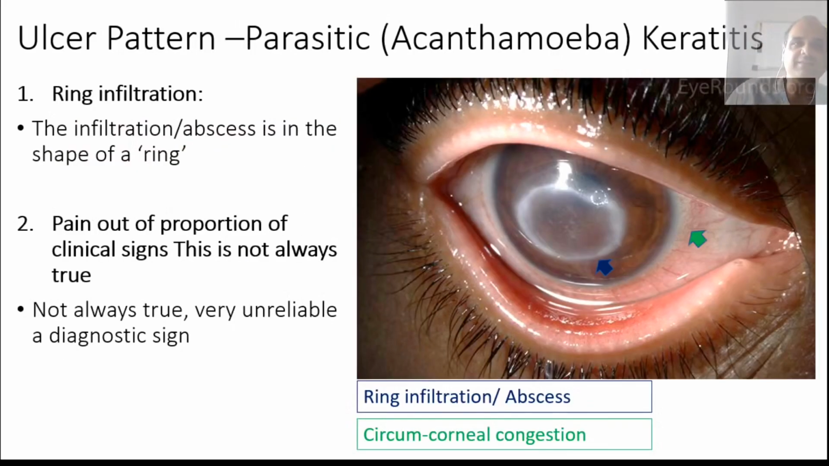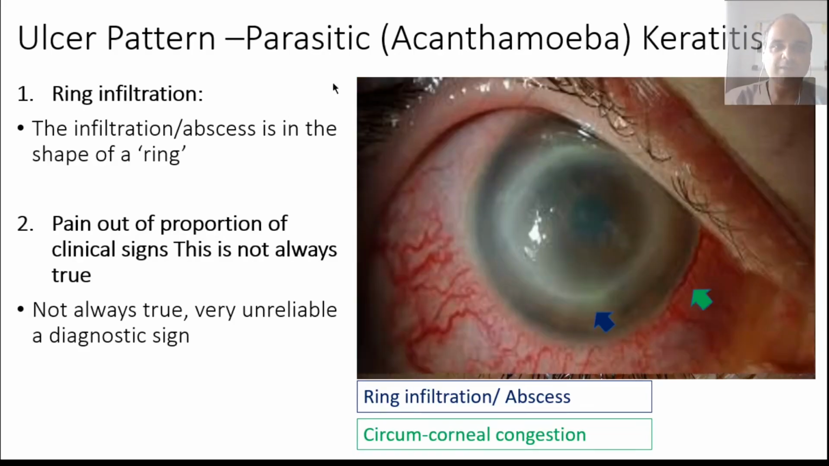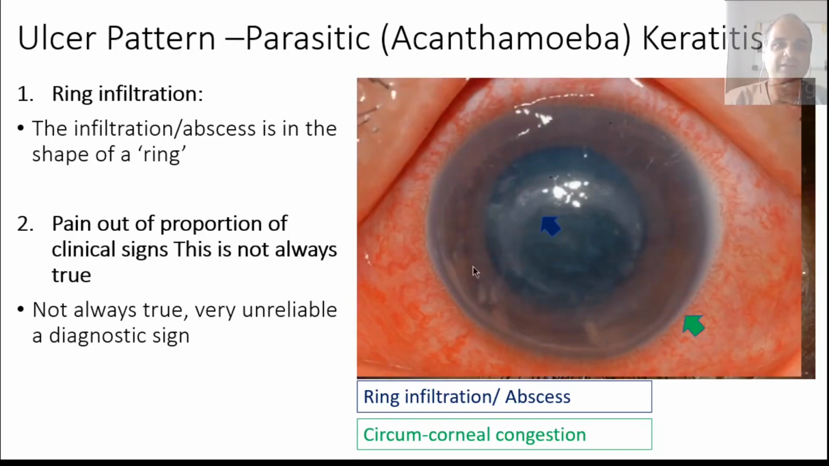So this is an acanthamoebic or parasitic keratitis, and it produces this ring-shaped infiltration, circumcorneal congestion, or an abscess. And the other thing that's usually mentioned is that there is a lot of pain, out of proportion to the clinical signs that you see. Congestion, infiltration, abscess formation. This is not always true, and it's a very unreliable diagnostic sign. This is another ring infiltrate, yet another ring infiltration or abscess formation.